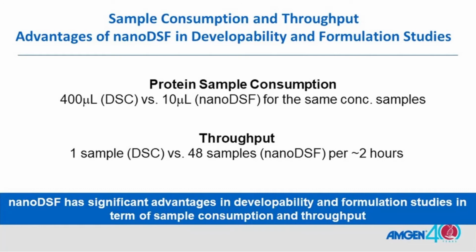Here is the sample consumption and throughput advantage of nanoDSF in developability and formulation study. For protein sample consumption, DSC used 400 microliter. NanoDSF used 10 microliter per sample. The throughput: DSC can run 1 sample in about 2 hours. NanoDSF can run 48 samples in about 2 hours. So nanoDSF has significant advantages in developability and formulation studies in terms of sample consumption and throughput.